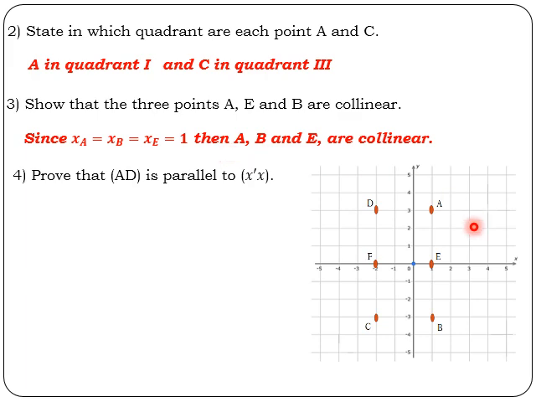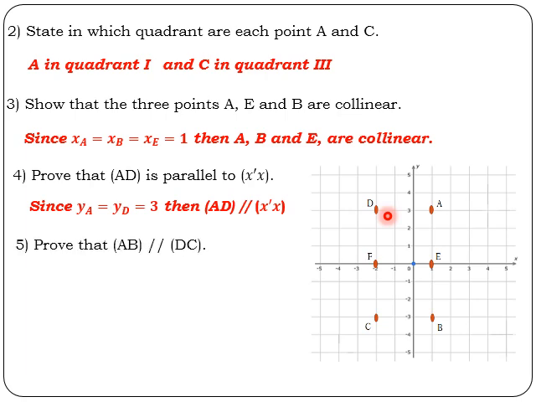Prove that AD is parallel to X prime X. This is AD. They have the same ordinate or the same y, YA equal to YD equal how much here? It's a 3. Since they have the same ordinate, so the line AD is parallel to X prime X.